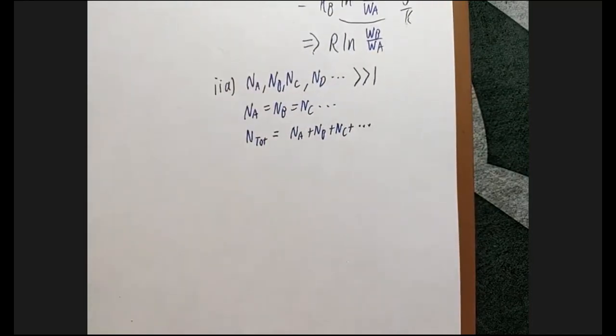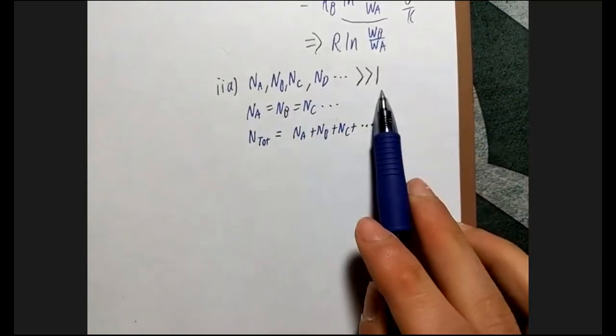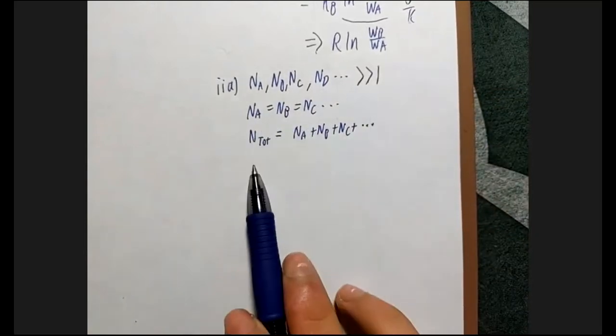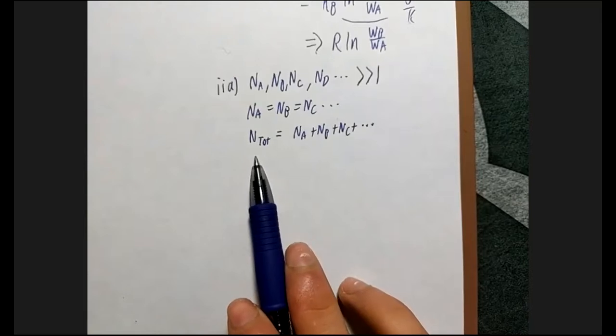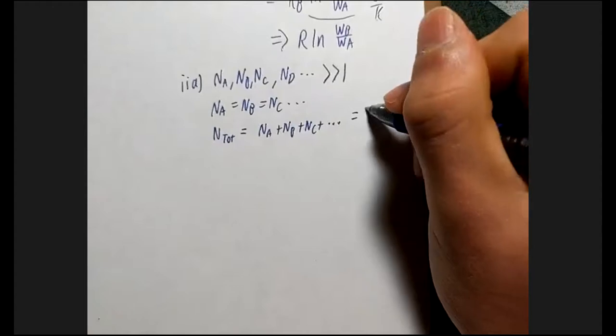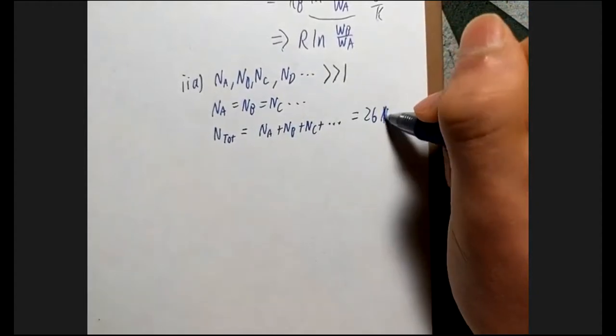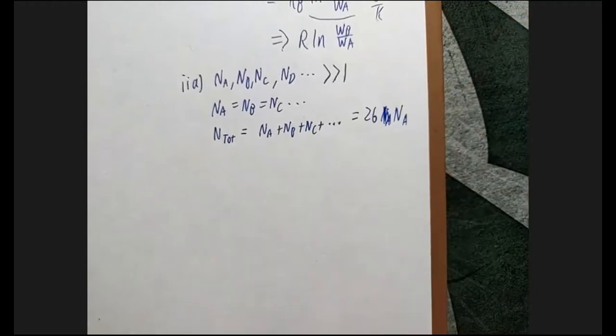So for part 2 of question 3, you're told that you have a bag with a very large number of wooden tiles and that each tile has a letter and each letter has the same number of tiles. So I've condensed that information here where all the numbers are much greater than 1. They're all equal. And this is just something that will be used later where N total is equal to N_A plus N_B plus N_C, and this will in total equal 26 N_A, or N anything.